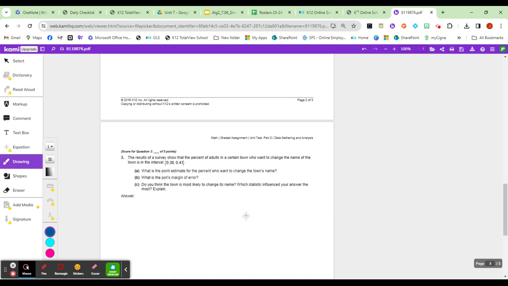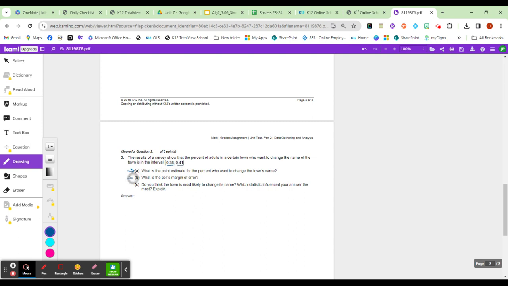Number 3 says the results of a survey show that the percent of adults in a certain town who want to change the name of the town is in the interval of 0.38 to 0.41. So you're going to take this interval. Remember, this is the min, always the smaller numbers to the left, and this is the max in the interval. And then A is asking you for the point estimate. So we studied point estimate. We looked at how to find the point estimate. So you'll use these 2 numbers to find the point estimate. That's how you do A.